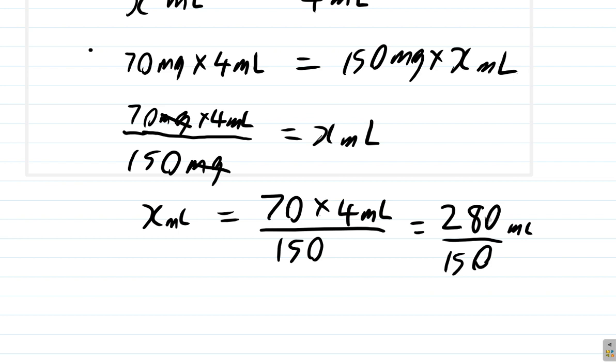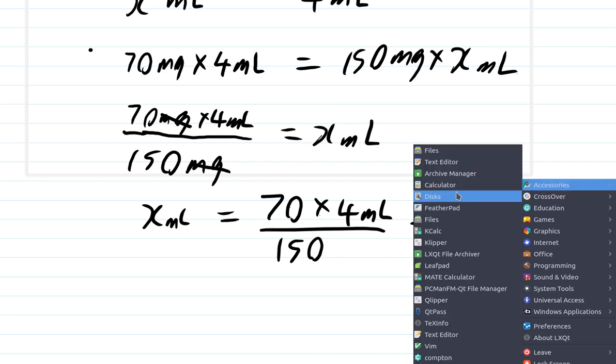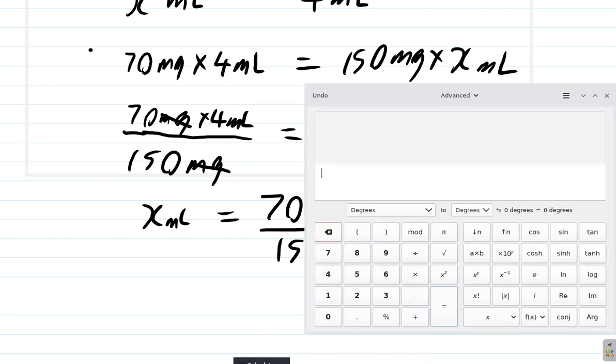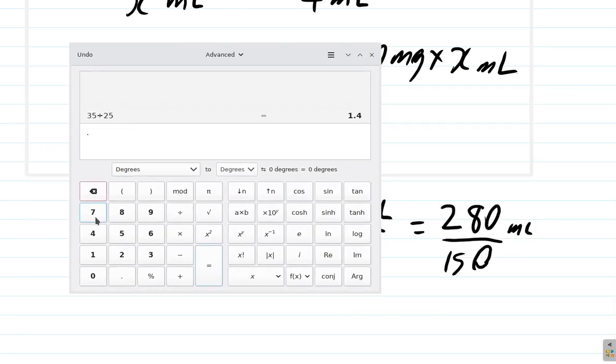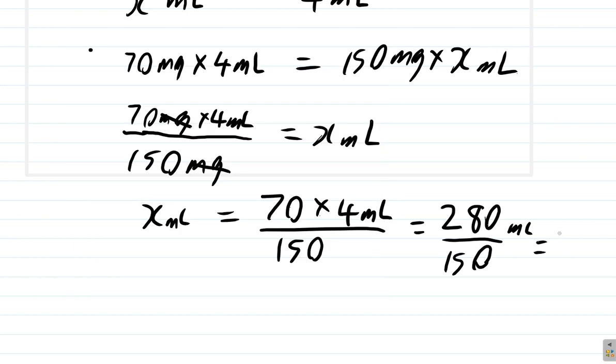So here now, we can use our calculator and divide 280 by 150. 280 divided by 150 equals 1.86. Call it 1.87 milliliters of the injectable solution.